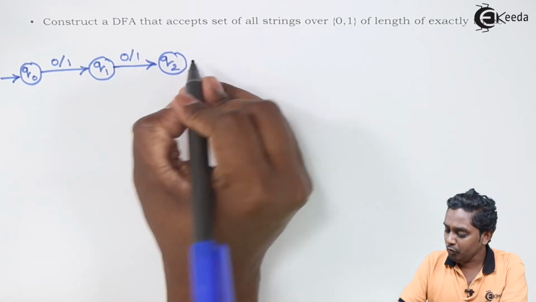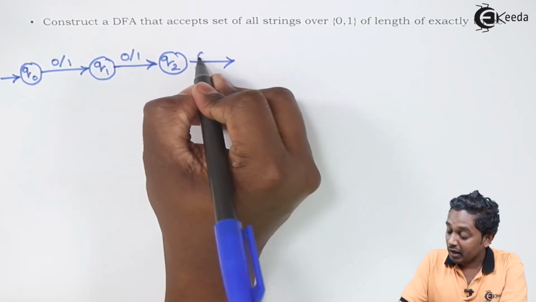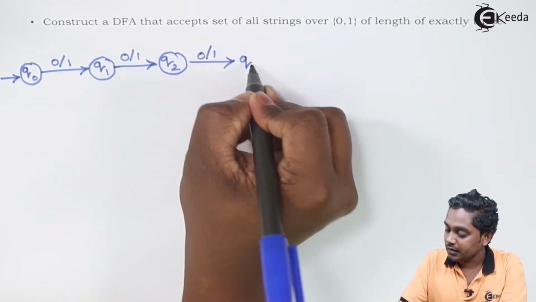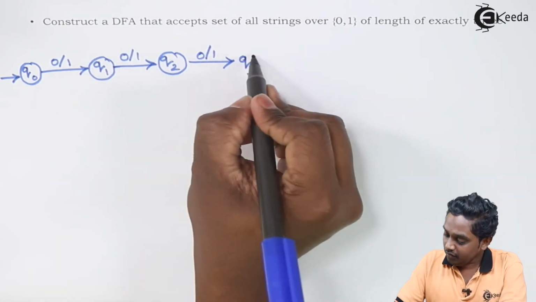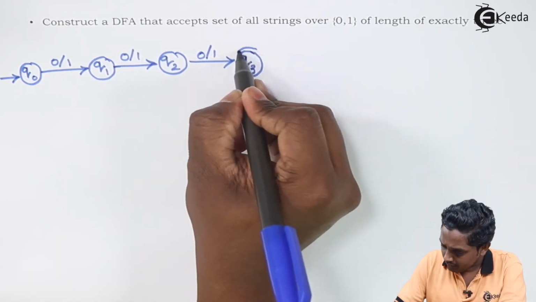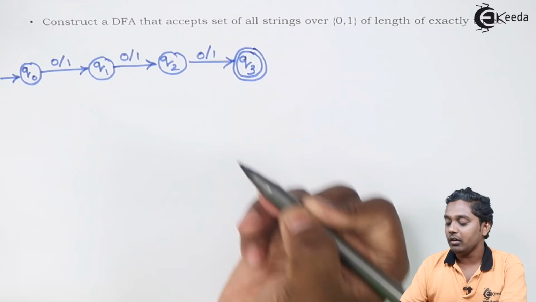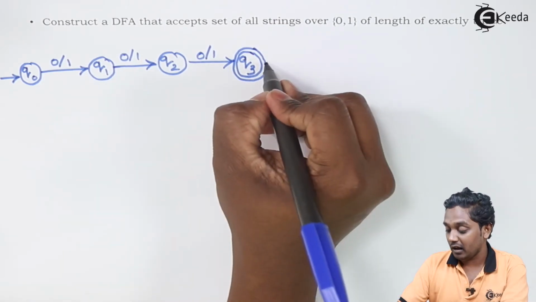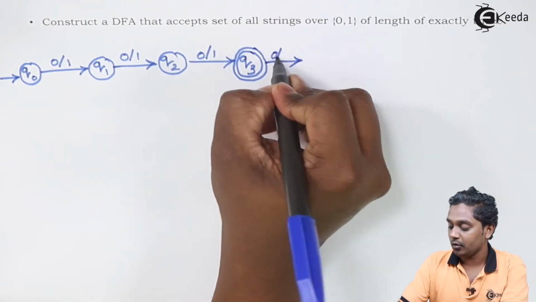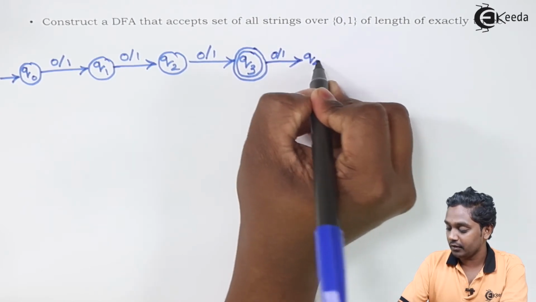Now it is length 2. One more alphabet, length 3. This is the final state. Why? Because here we are having length 3. Now, if the length exceeds this, it has to be non-final. So Q4 is non-final here.